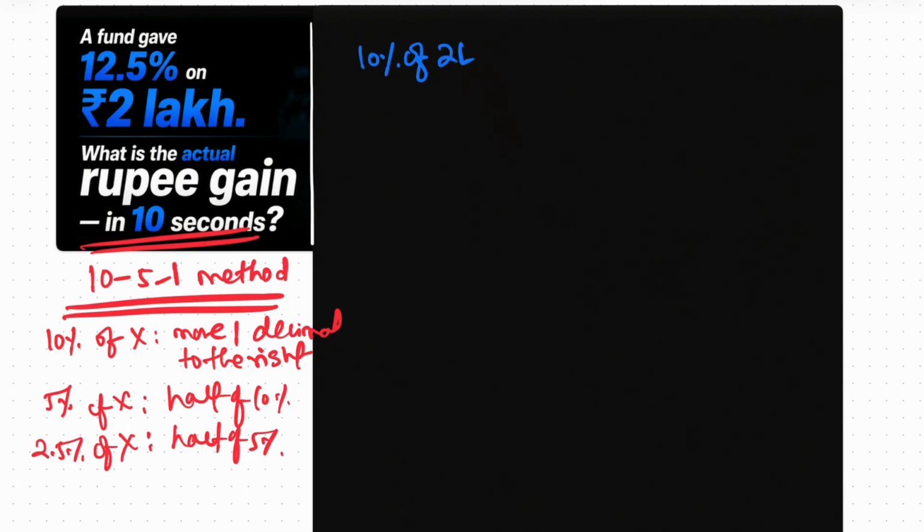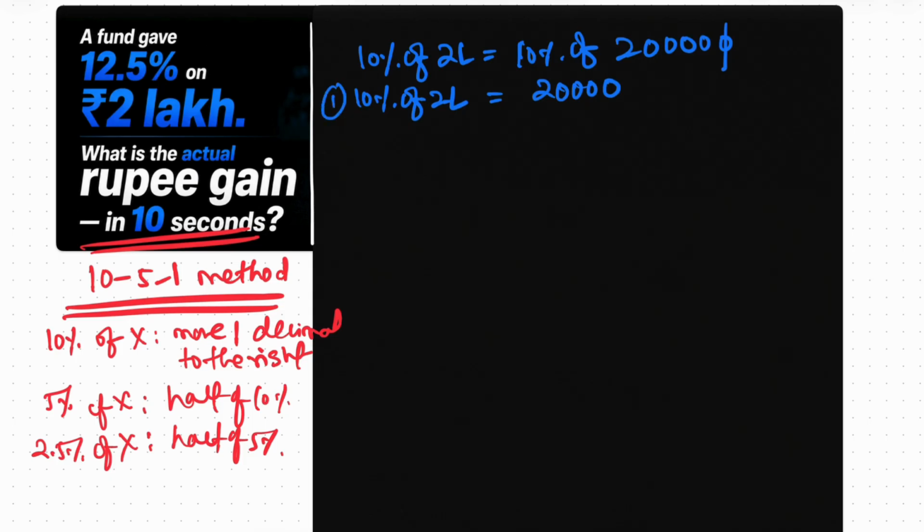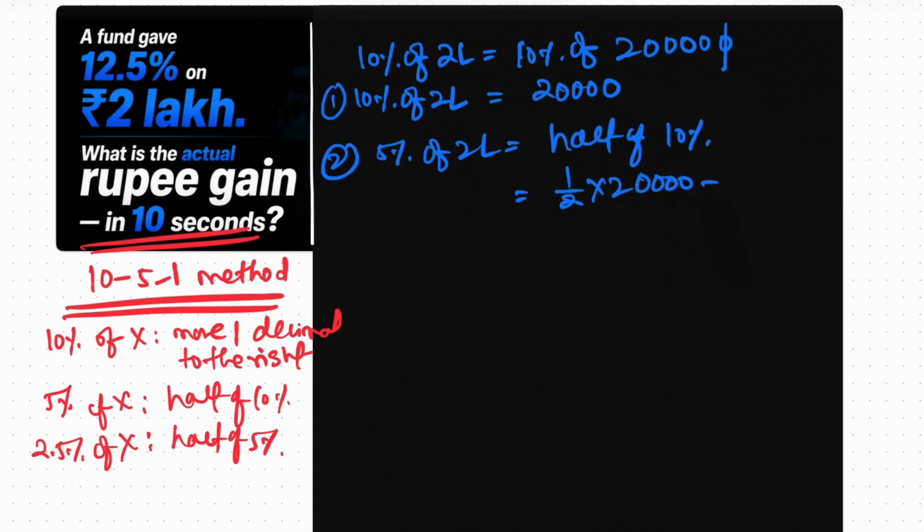10% of 2 lakhs. 2 lakhs has 5 zeros, so you remove 1 zero from the end. So this becomes 20,000. So 10% of 2 lakhs is 20,000. This is one. Second is 5%, which is half of 10%. So half of 20,000 is 10,000. So 5% of 2 lakhs is this.